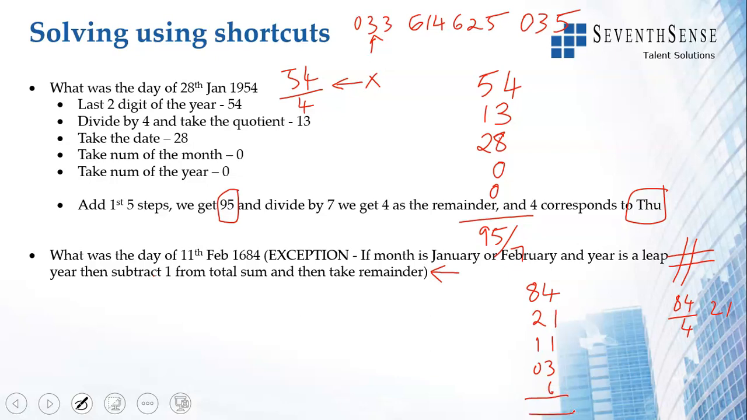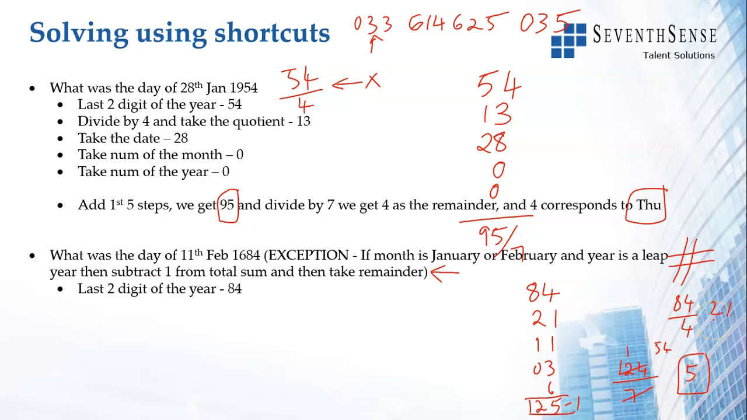We add 10, 15, 125. But this is a leap year and the date asked is in Jan or Feb, right? It's in Feb. So you subtract 1. So you get 124 divided by 7, 7 54s are 49 with a remainder of 5. The remainder of 5 is a Friday. So this day, 11th Feb 1684, is a Friday.